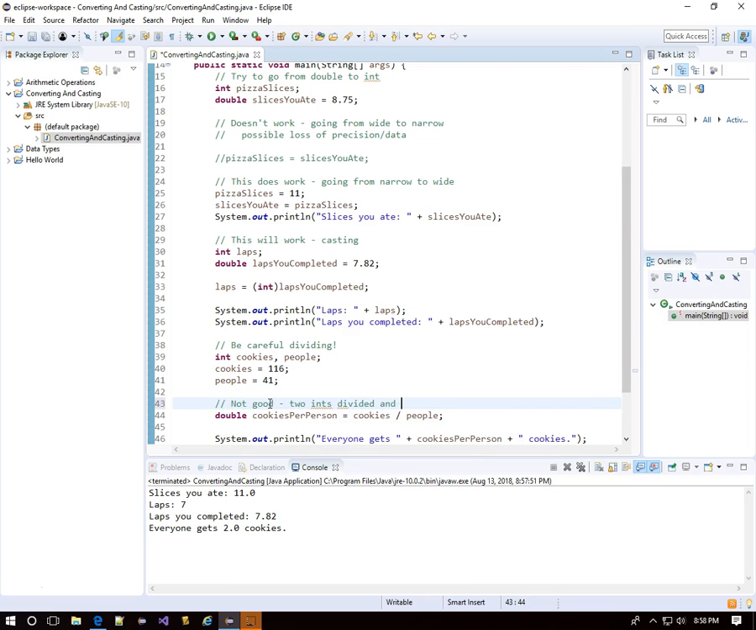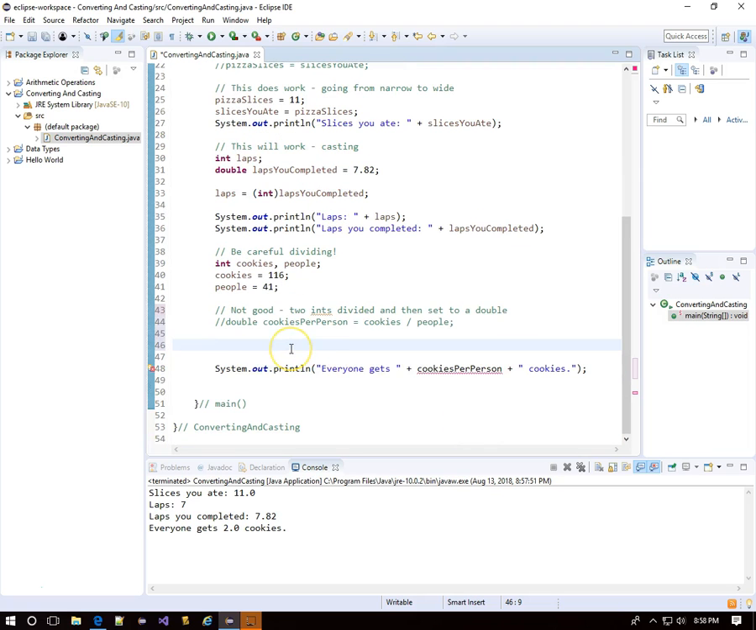So this is probably not what we were looking for. Since we declared a double variable, we were probably anticipating the possibility of getting some decimals for our answer. But we really didn't. We got 2, and then a 0.0 got slapped onto it. But again, when you divide an integer by an integer, the answer is going to be an integer.